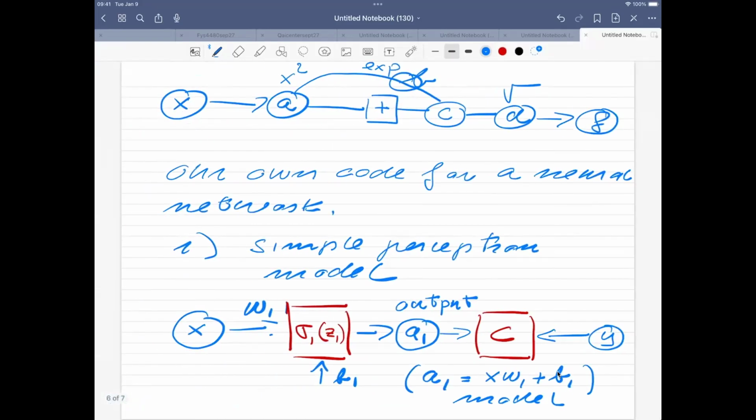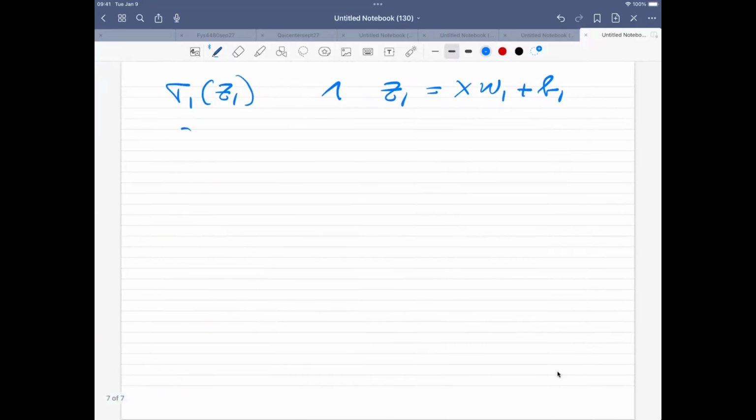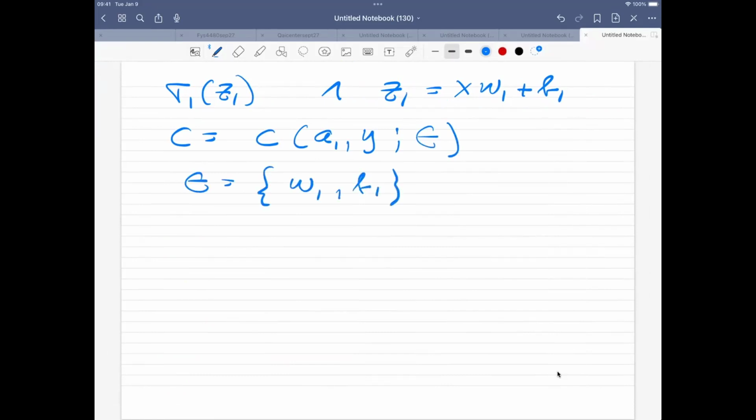This cost function which we have defined, if we now look back at that one, so this C is going to be a function of this A1, the output which our model produces, and then y, which is the real output we want to reproduce. And then we have these parameters theta. And in our case, these theta are just given by two parameters, which we want to find. So as we did before, what we need now is to find dC of d omega 1 to be 0 and dC of db1 to be 0.